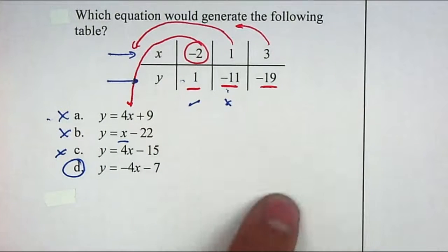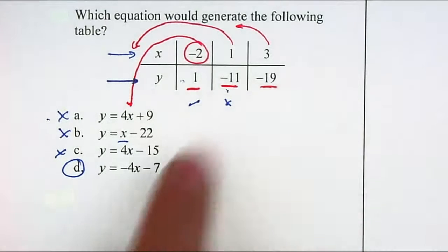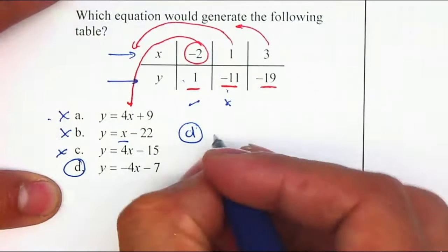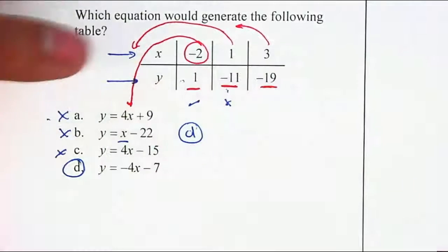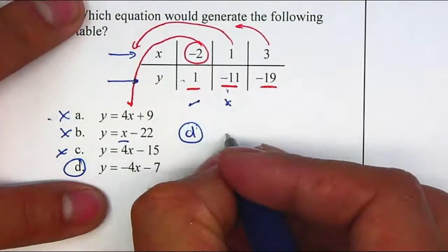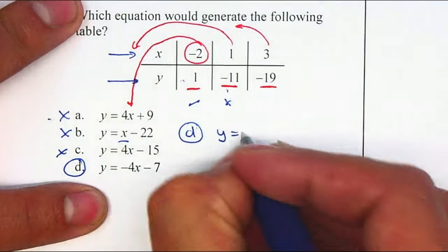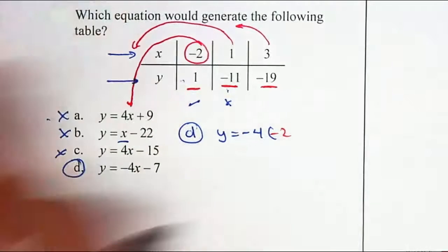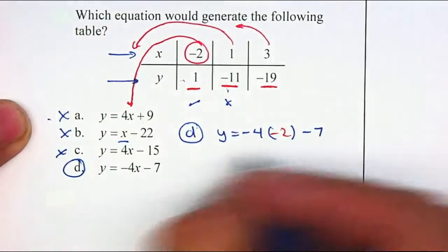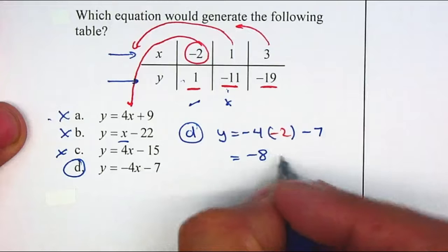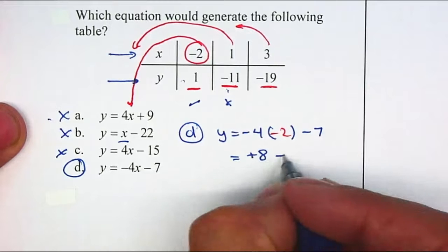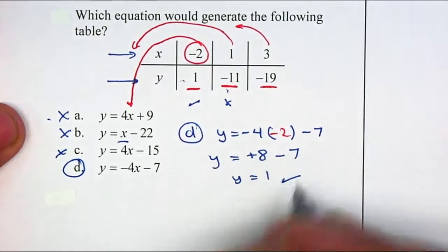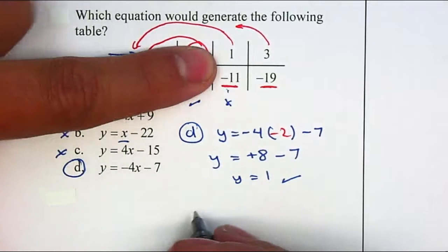Now you do need to show me some work, so once you figure out which one it is, then just do it manually, or just show me the work. Let's try the -2. That'll be y is equal to -4, and instead of the x, I'm going to plug in a -2, minus 7. So that gives me positive 8 minus 7. Is that equal to 1? Yes.